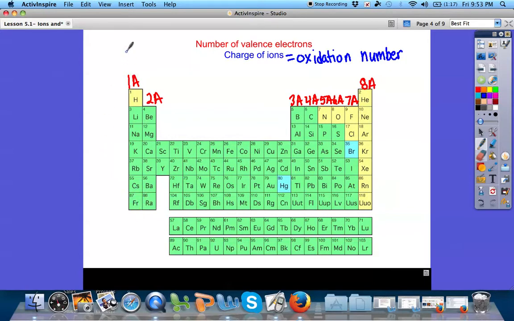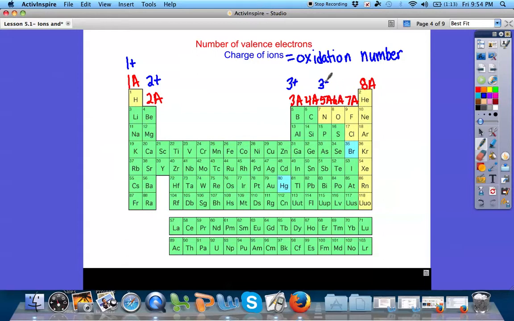To get to 8, it's going to lose that valence electron, giving it a 1 plus charge. In beryllium's column here, they have 2 valence electrons. They're going to lose those to get a 2 plus charge. Boron in the 3A group is going to lose those 3 to get a 3 plus charge. We're going to skip over here to nitrogen. It has 5 valence electrons. To get to 8, we're going to gain 3, giving us a 3 minus charge.